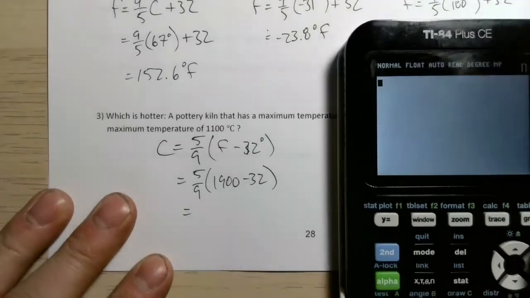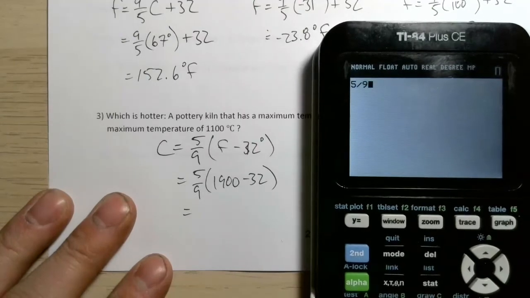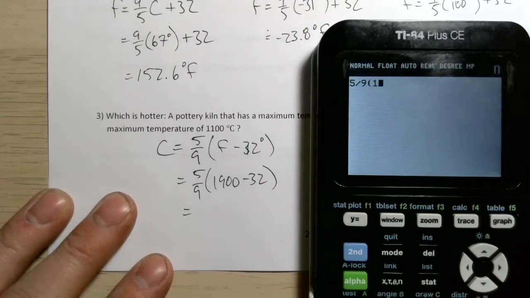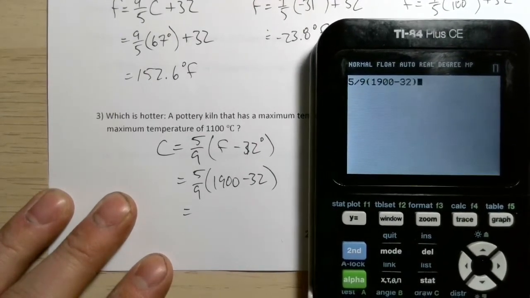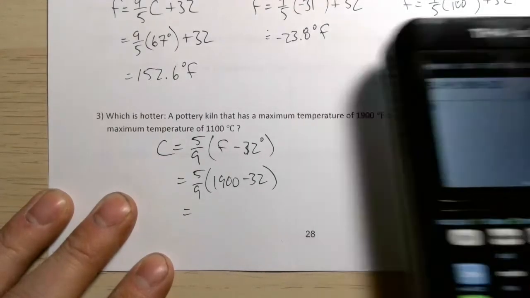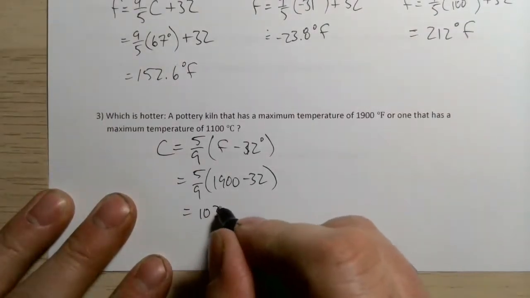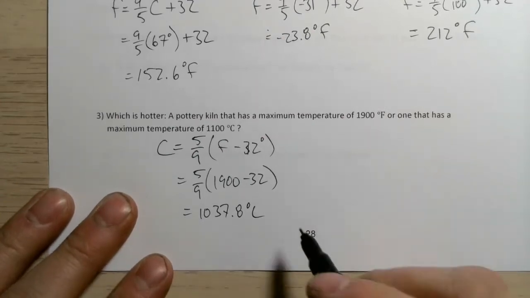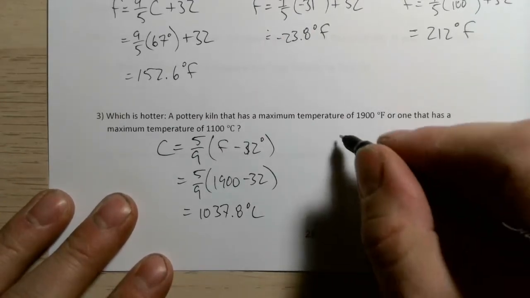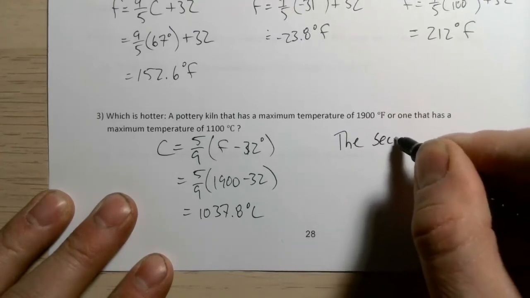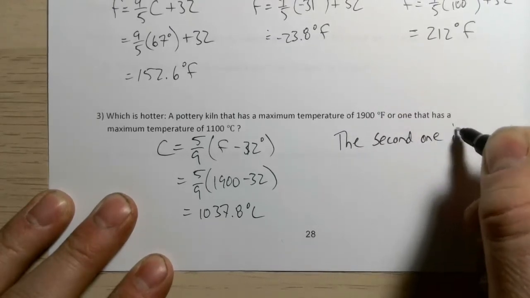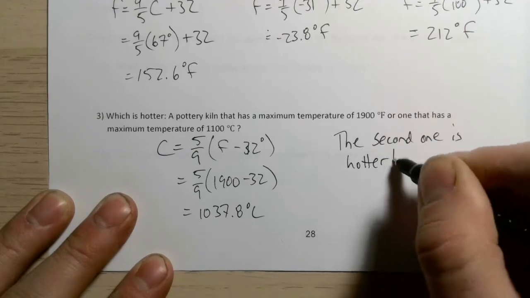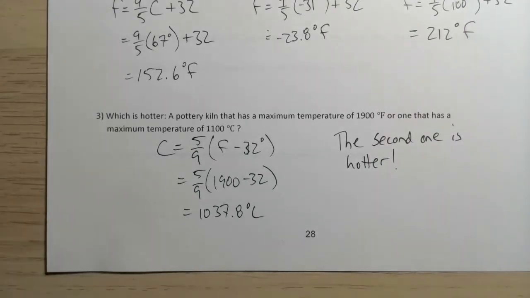Okay, we just go to the calculator. 5 divided by 9, 1900 minus 32, and we get 1037.8 degrees Celsius. Okay, so clearly the second one is hotter. Good.